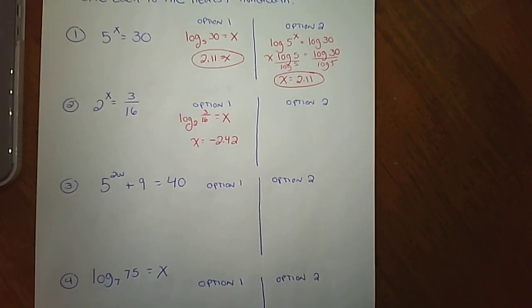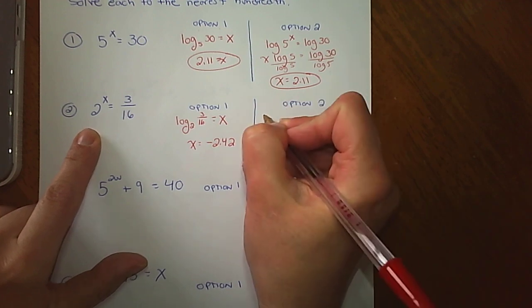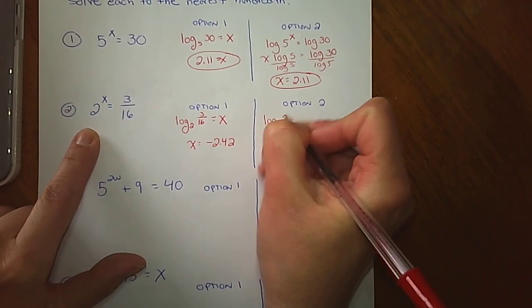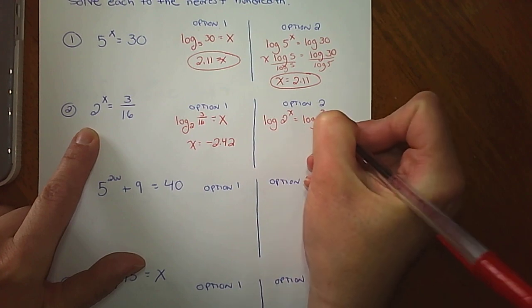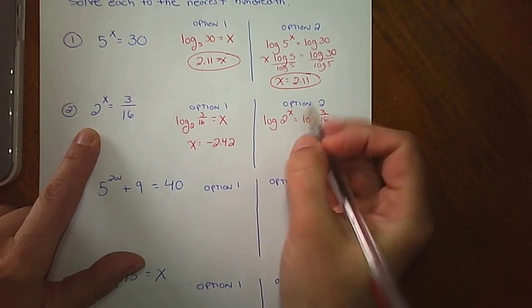All right, now I'm going to do it the other way, where I log both sides. So it's log 2 to the x equals log 3 over 16. The x falls down in front.